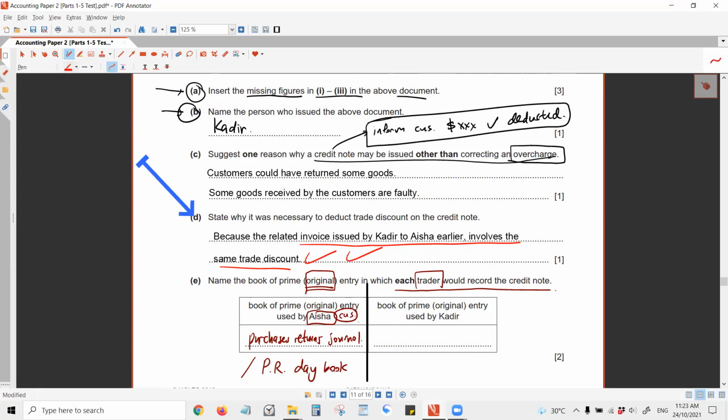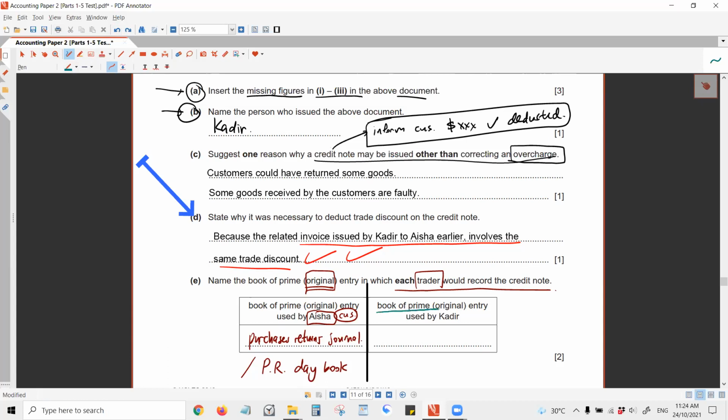Make sure you don't leave out the word journal, otherwise it's wrong. Because that's the full name of the book of prime entry. Make sure you have the word journal there, purchase returns journal. Otherwise, it's considered wrong. If your school teacher gave you marks for writing purchase returns, that means your school teacher has marked wrongly. Really, you must have the word journal there. That's the name of the book of prime entry.